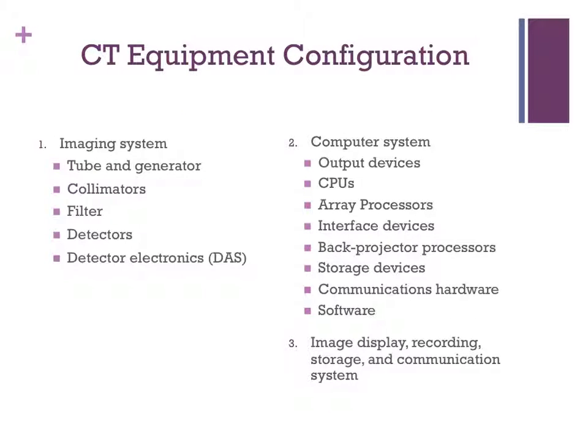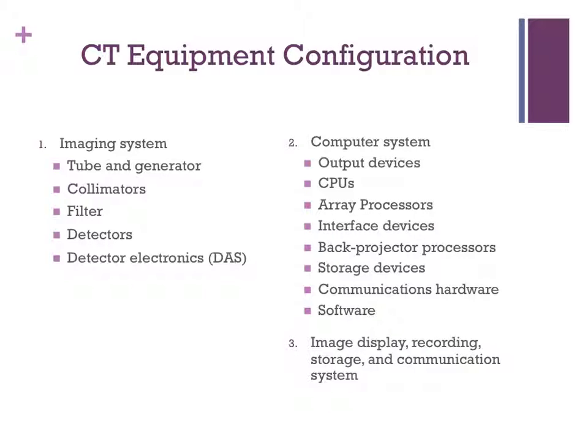Three major systems of the basic equipment configuration for CT are the imaging system, computer system, and image display, recording, storage, and communication system. The purpose of the imaging system is to produce X-rays, shape and filter the beam to pass through only a defined cross-section of the patient, detect and measure the radiation passing through the cross-section, and convert the transmitted photons to digital information.